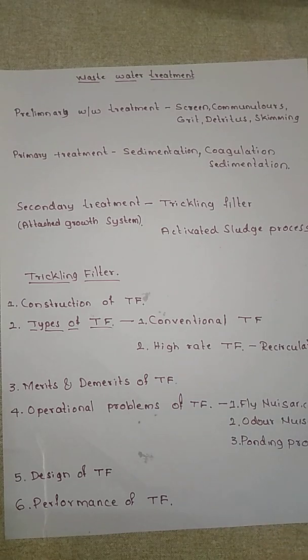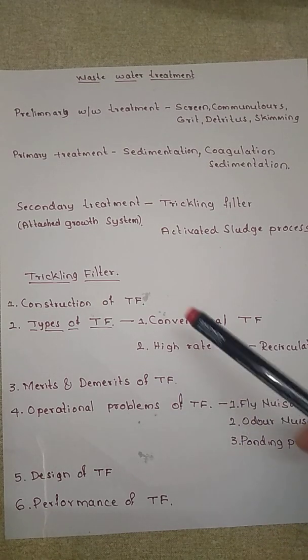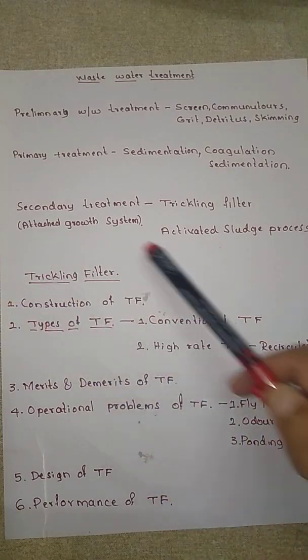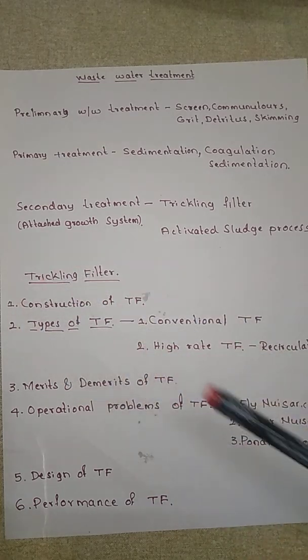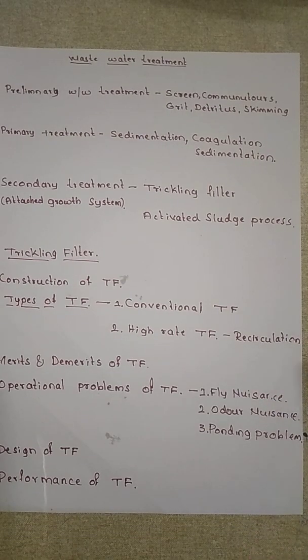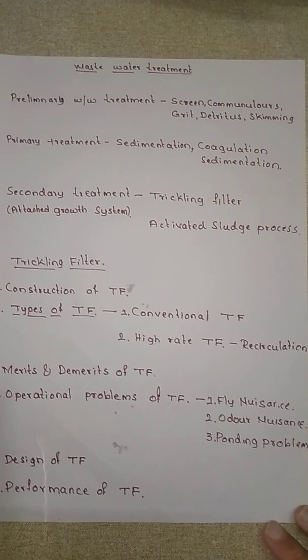It is one of the attached growth systems, where we are going to discuss what a trickling filter is, and how the construction of a trickling filter is done. What are the different types of trickling filter, that is a conventional trickling filter and a high rate trickling filter that is going to have recirculation, what is recirculation and all that we are going to see.